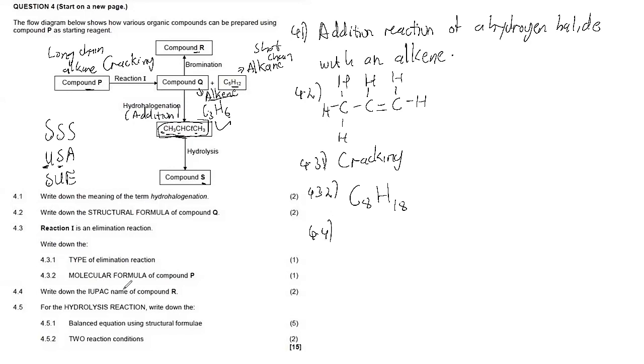Then let's go to 4.4. 4.4 says write down the IUPAC name of compound R, right? So compound R, this is formed through the process of bromination, right? So bromination is also another addition reaction whereby we are reacting with Br2, right? We are reacting with 2 atoms of bromine. So now what will happen? Already we have this here.